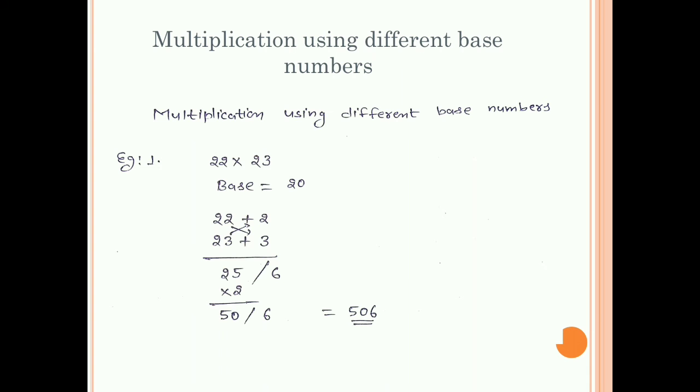So up till now we have seen the multiplication of numbers which are close to 10 or 100. Now we will see multiplication using different base numbers. For example, if you want to multiply 22 into 23, both these numbers are neither close to 10 nor 100, but they are close to 20.